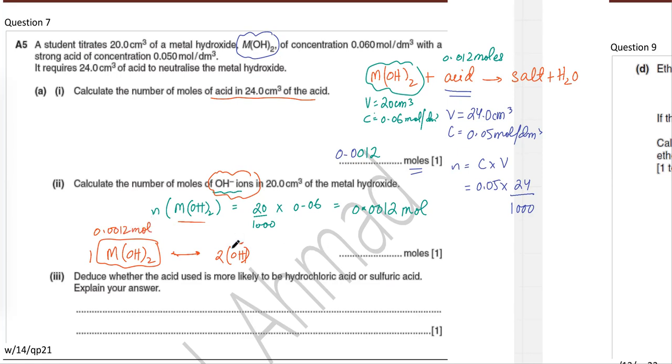So what will the moles of OH ions be? If you use the ratio, it's going to be double that amount. Double that, it's going to be 0.0024 moles. Okay, is this clear to everyone? Remember we did find the moles of metal hydroxide, but he was very specific. He wanted to know how much OH ions you've got.